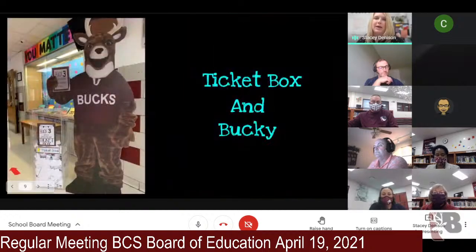We also have a ticket box and a life-size Bucky cutout that we added to the building this year. Our PTO is a strong supporter of PBIS, and because of their support, we're able to purchase items that increase the excitement and enthusiasm for all things we do PBIS. We have a large ticket bin and the life-size Bucky cutout holding a poster of the Buck 3. And if you look closely, there is a ticket goal line on that bin.